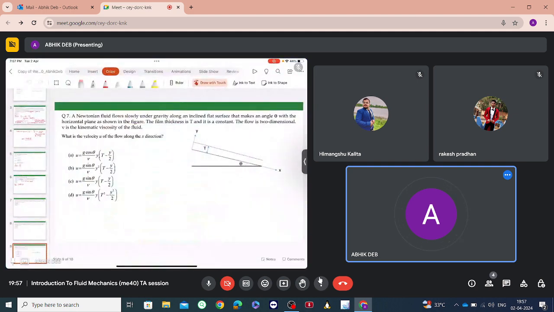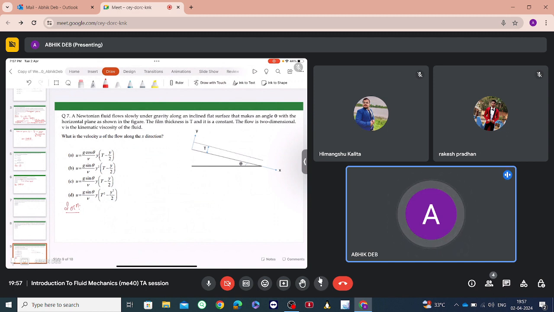So a Newtonian fluid flows slowly under gravity along an inclined flat surface that makes an angle theta with the horizontal plane as shown in the figure. The film thickness is T and it is constant. The flow is two-dimensional. Nu is the kinematic viscosity. So we have been asked to determine the velocity u of the flow along the x direction.